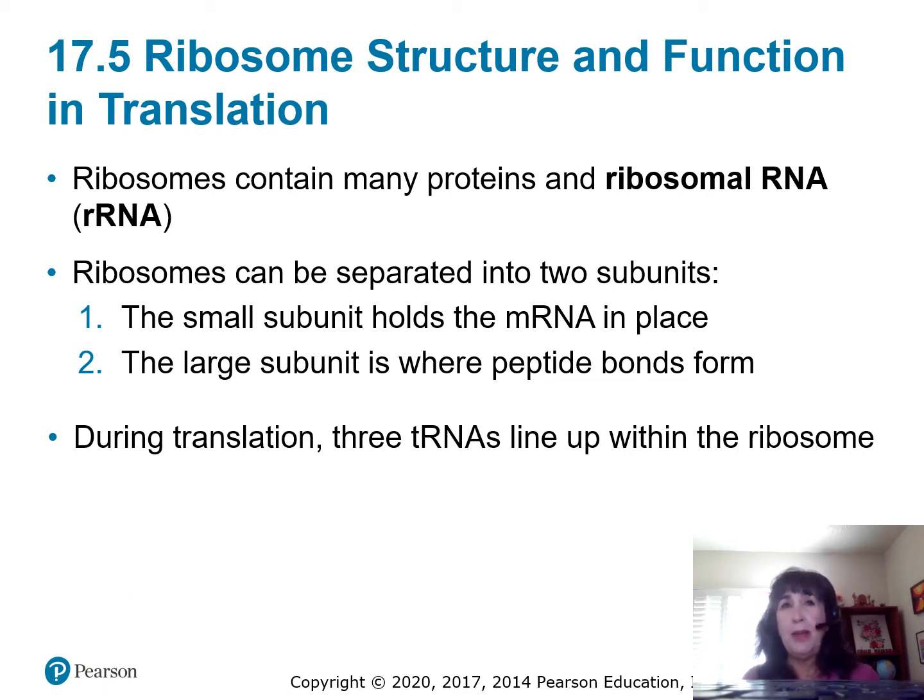You know what it reminds me of? It reminds me of a hamburger bun. You know, the fancy ones with either dried onion on the top or sesame seeds, where the bottom part of the bun is small and the top part is large. So then we have a large and small subunit. So it says here during translation, 3 transfer RNAs line up within the ribosome. So what it means is the ribosome itself has spaces for 3 transfer RNAs.